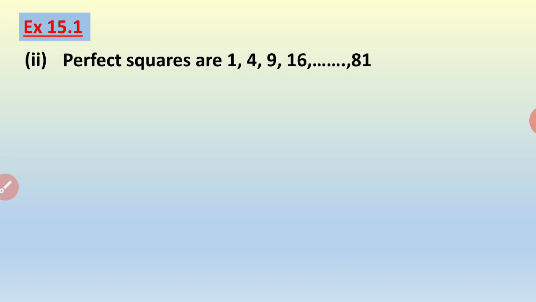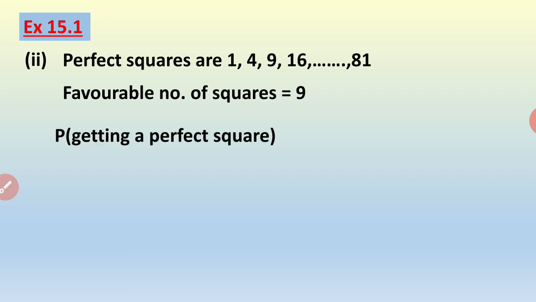The next condition is getting a perfect square. Here the list of perfect squares is shown to you. They are 1, 4, 9, 16 and so on up to 81 because we have discs that are numbered up to 90 only. So favorable number of squares, they are 9 and hence probability of getting a perfect square will be 9 upon total, that is 90, which is 1 upon 10.